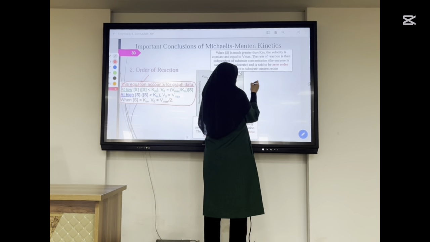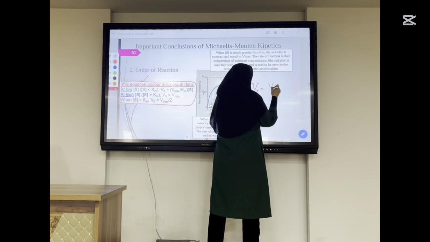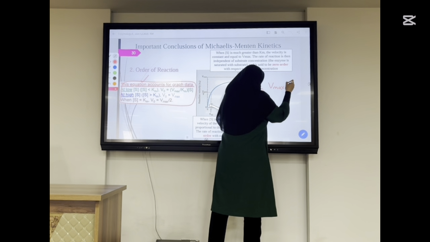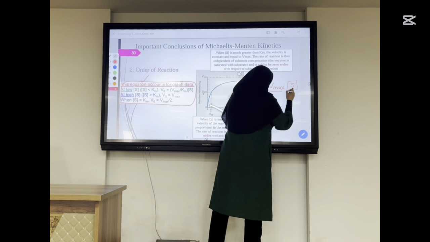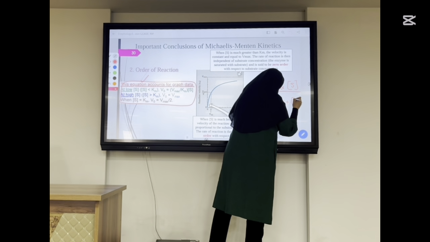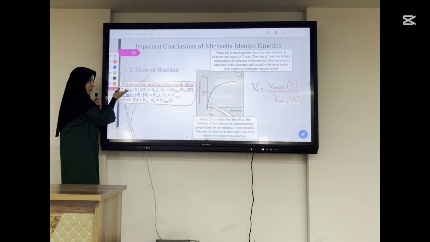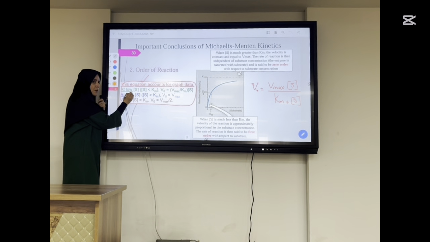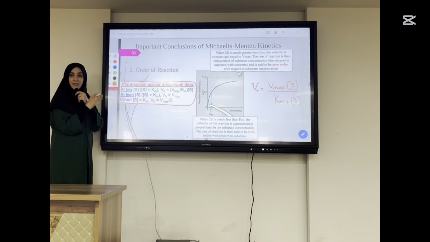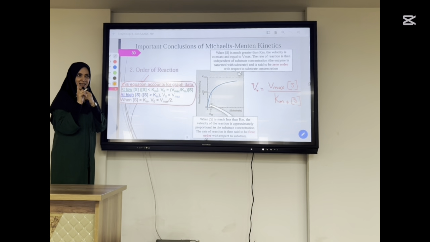Michaelis-Menten: V0 equals Vmax times substrate over Km plus substrate. This is the Michaelis-Menten equation. I want to review these 3 important sentences. Please follow me because this slide is very, very important, and at least one of your questions will be from this slide.